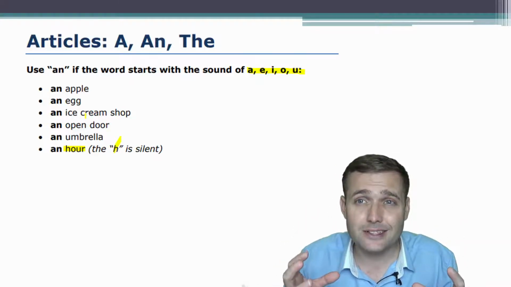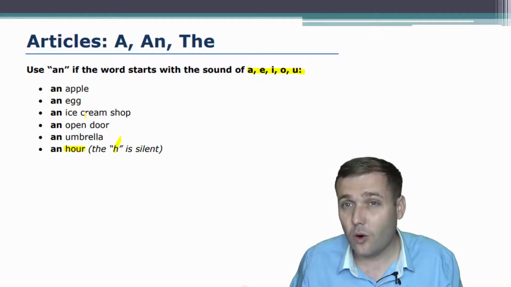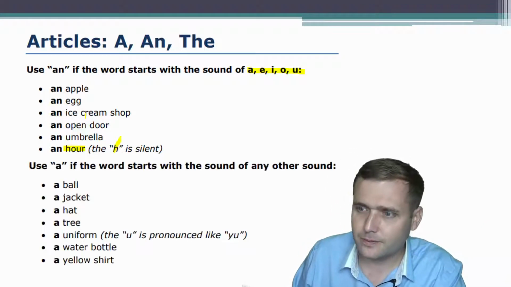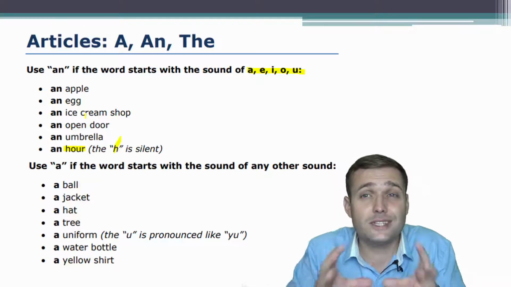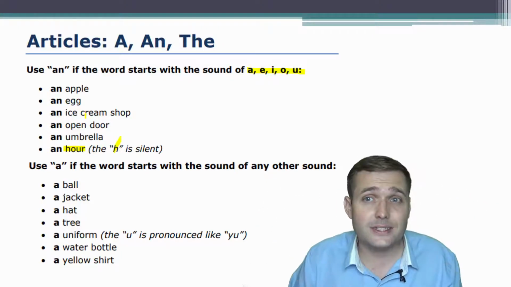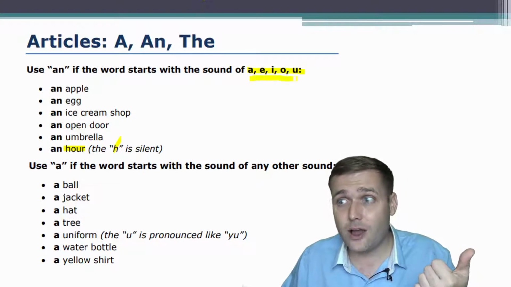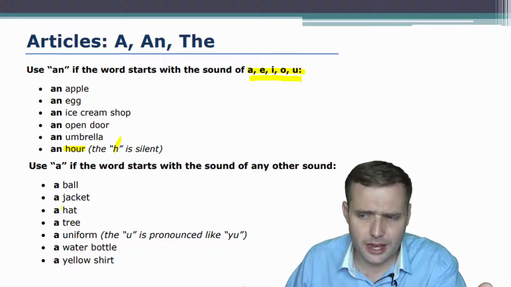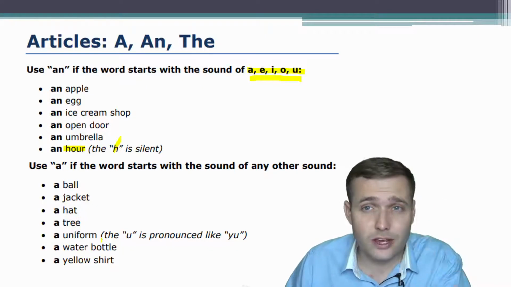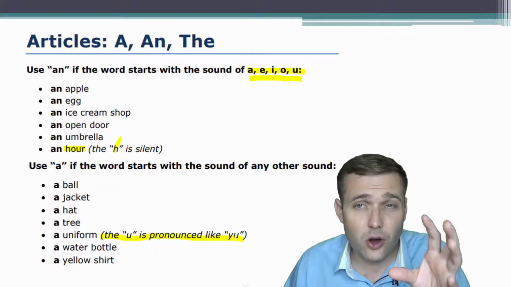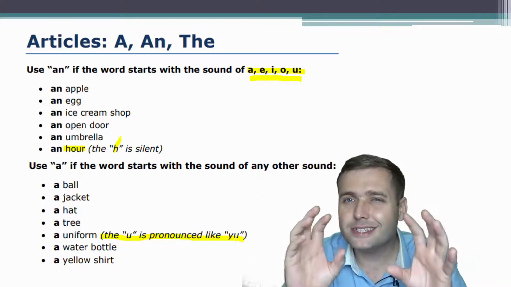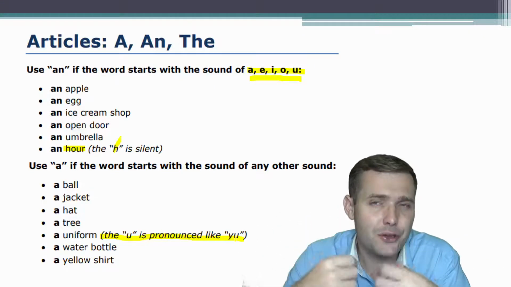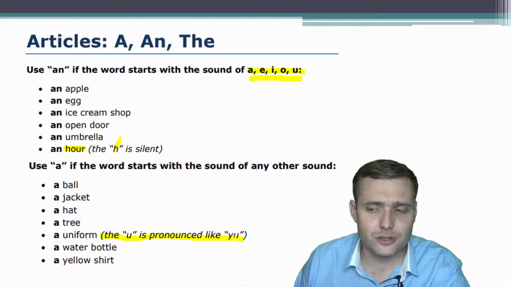So when we use an or a, we are counting one thing. Or if you use a quantifier like a group of students, then that's okay. We use a if the word starts with any other sound. So any other sound except for A, E, I, O, U, we will use a. For example, a ball, a jacket, a hat, a uniform. Now you see here the word starts with the letter U, but the sound is Y, not U. Uniform. So we say a uniform. A water bottle. A yellow shirt.